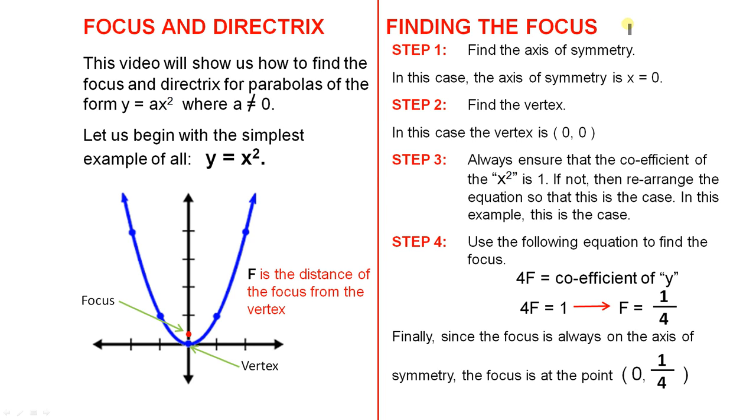Finding the focus. I've outlined 4 steps that we will follow, and these will help us find the focus and the directrix. Step 1. Find the axis of symmetry. In this case, the axis of symmetry is x equals 0. That's very straightforward. Step 2. Find the vertex. In this case, the vertex is 0, 0.